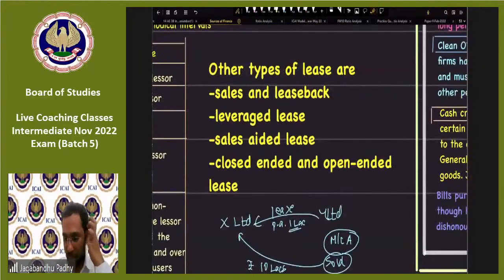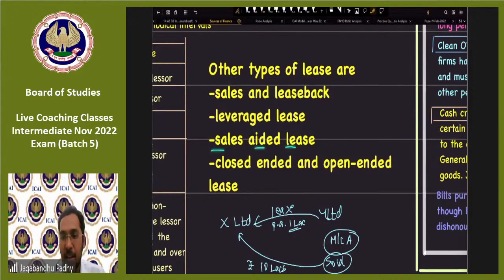Okay. Then coming to the next one, leveraged lease. Now, what do you mean by leveraged lease? In a leveraged lease, you buy your asset not by putting in your own money, but by borrowing money. You take a loan, buy an asset, and then lease it to the public or to someone. That's the leverage. For example, I may buy a car on loan and give this car on hire to someone. That's a leveraged lease.